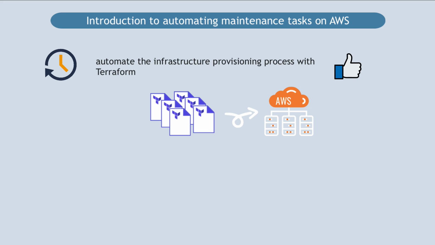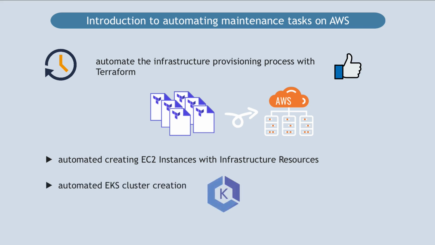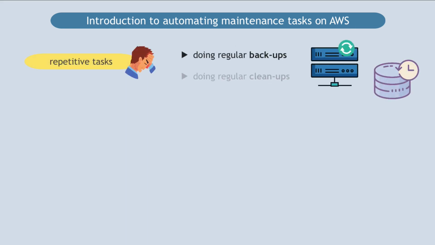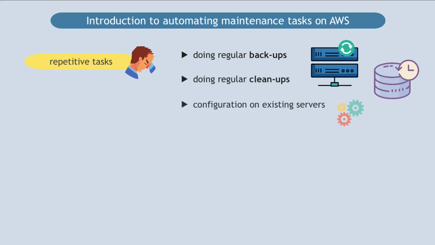So we created Terraform projects that automate creating EC2 instance with all the needed resources like security group, key pair, etc., as well as automated EKS cluster creation and configuration. Now, what about automating repetitive maintenance tasks like backups and cleanups, or updating 100 servers by adding new tags to them, or doing health checks and monitoring on these hundreds of servers or cluster components?